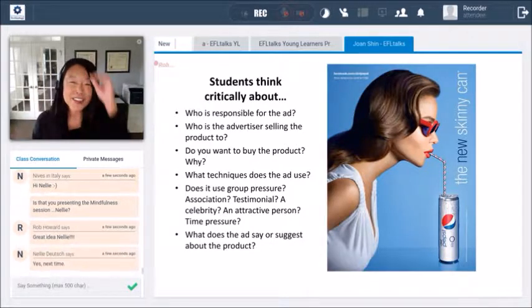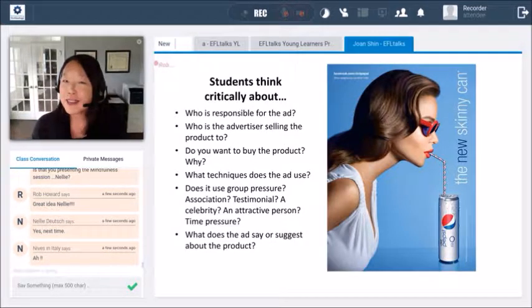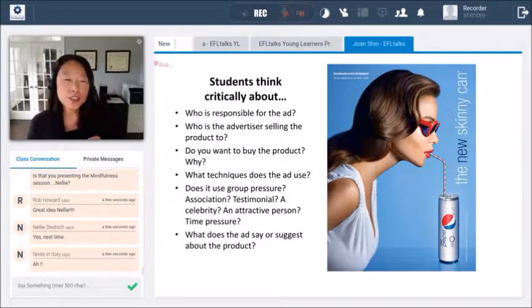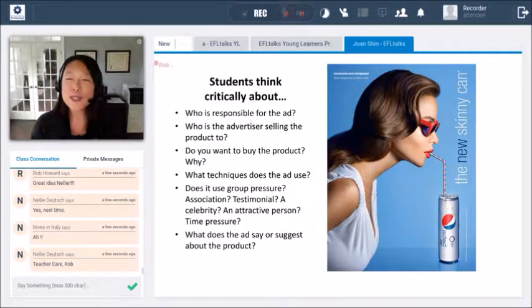All right, so the students are going to think critically about who's responsible for the ad, who is the advertiser selling the product to, do you want to buy the product, why, what techniques does the ad use. Does it use group pressure, association, a testimonial, a celebrity, an attractive person, time pressure? Also, what does the ad say or suggest about the product? Okay, so remember that a visually literate viewer can look at an image carefully and critically with an eye for the intentions of the image's creator. In this case, it's advertisers.